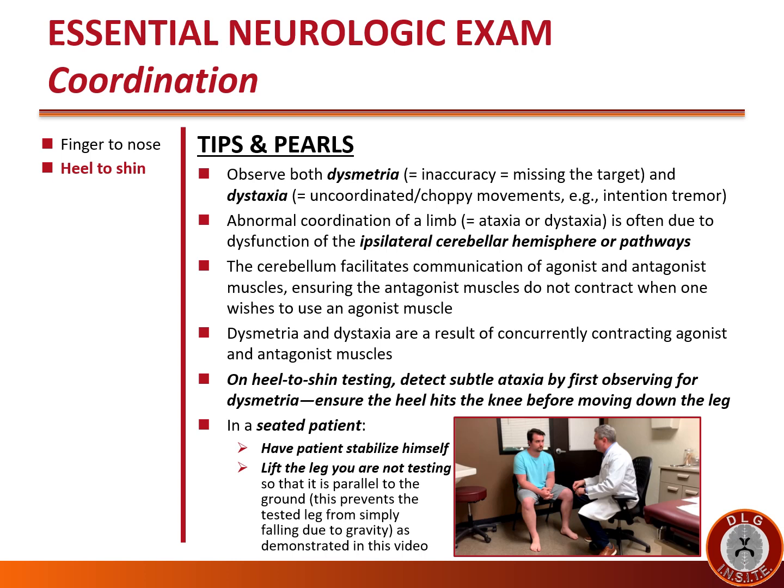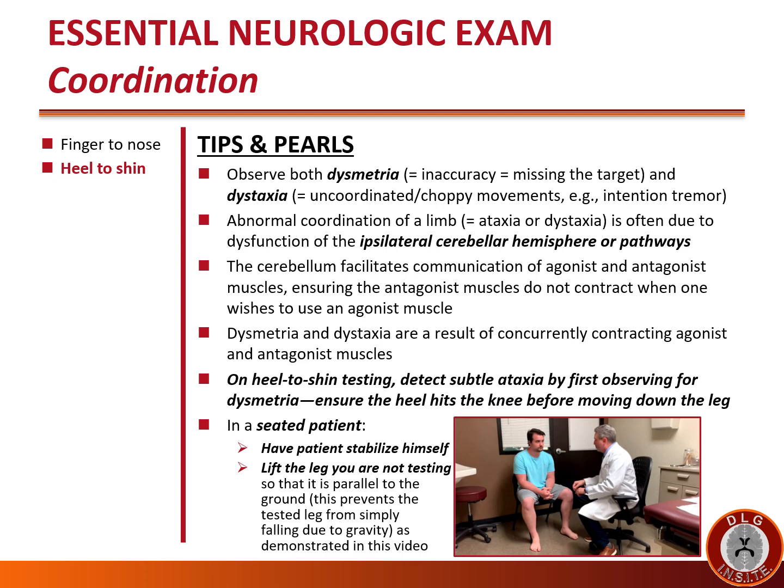Dysmetria and dystaxia are a result of concurrently contracting agonist and antagonist muscles. On heel to shin testing, detect subtle ataxia by first observing for dysmetria. Ensure the heel hits the knee before you assess the motion of the leg moving down the other leg. Please note something as displayed in this video on this slide.